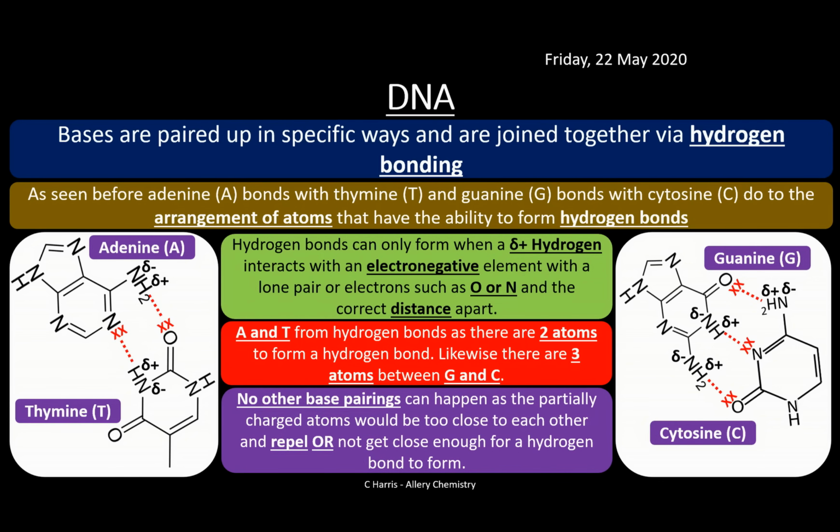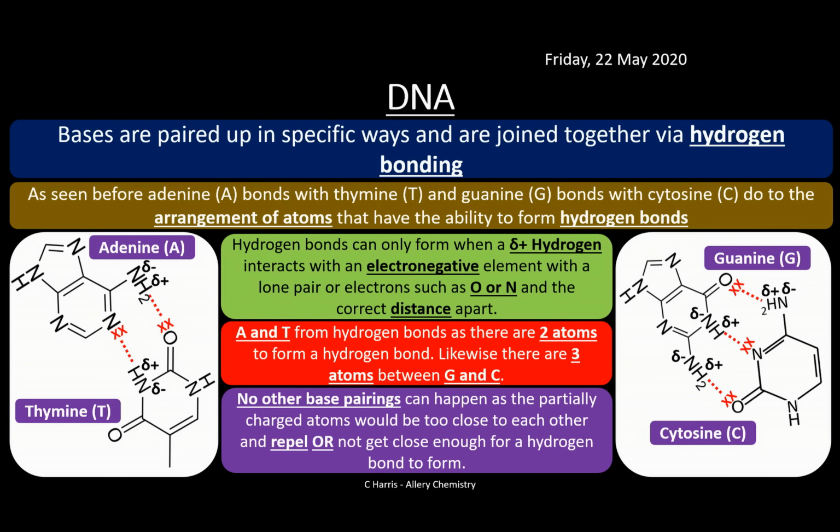Okay. So no other base pairings can happen, as the partially charged atoms would be too close to each other and they'd repel, or they'd not get close enough for a hydrogen bond to form. So this is why they don't just pair wherever they want. They are very picky, and so A and T will only bond, and G and C will only bond because they are aligned perfectly to form these interactions.